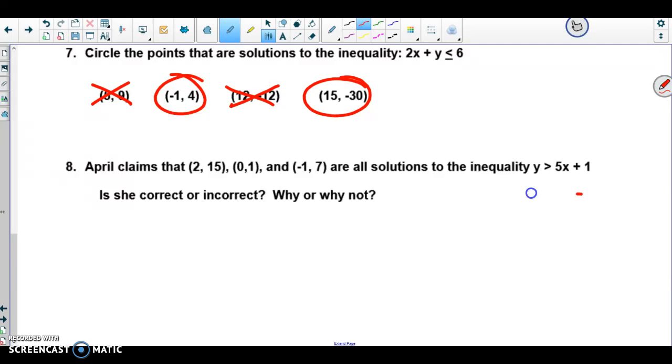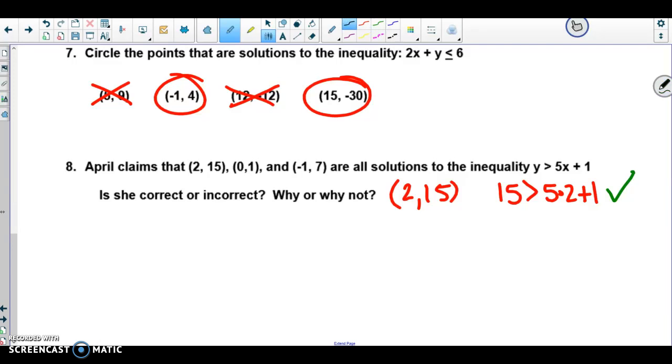We have y is greater than 5x plus 1. So if I take my first point, 2 and 15, and plug that in, I would have 15 is greater than 5 times 2 plus 1. Well, 5 times 2 plus 1 is 11. So is 15 greater than 11? Well, yes, that would be a true statement.